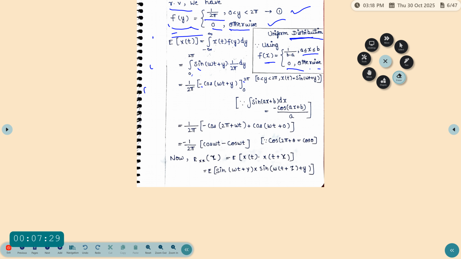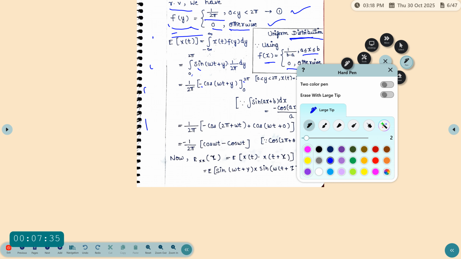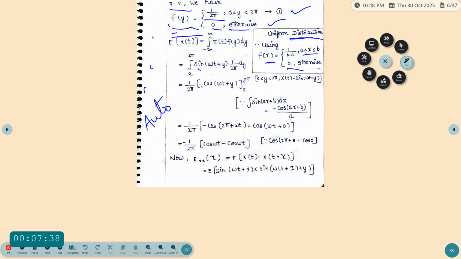So next we have to find the autocorrelation. Autocorrelation R double x of tau. Here tau is the time difference, t1 minus t2 or t2 minus t1, denoted as tau. Here autocorrelation is denoted as R double x of tau. Sometimes it is R x of tau, sometimes it is denoted as R of tau. Whatever it is, these three are called autocorrelation symbols.